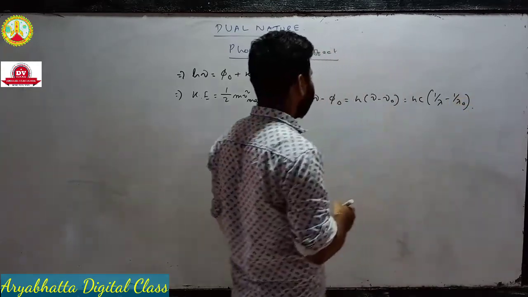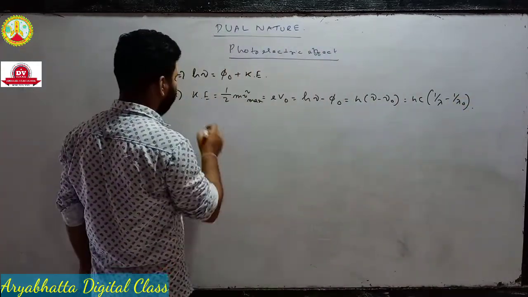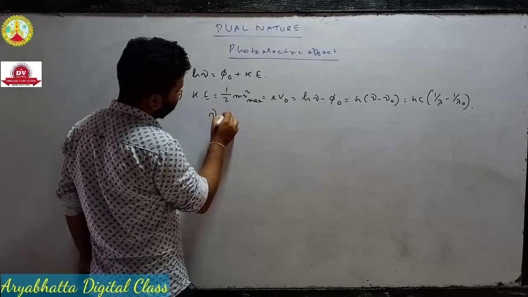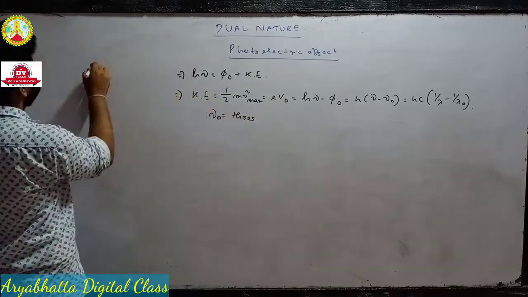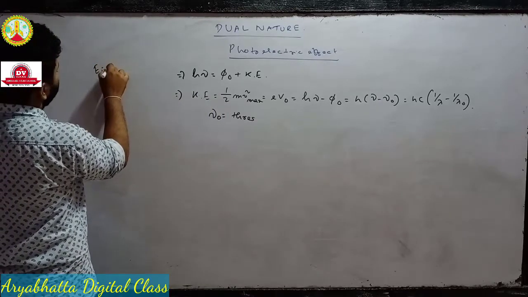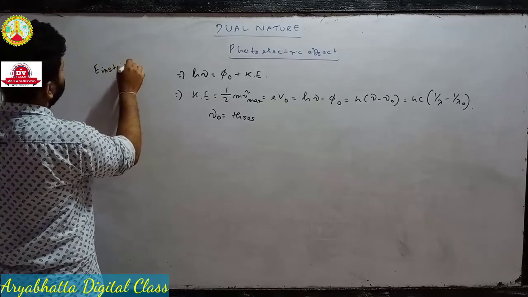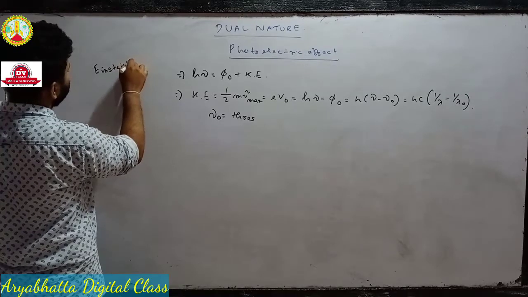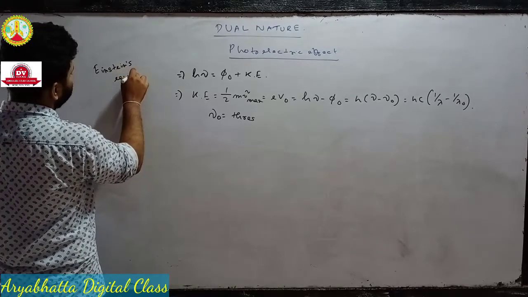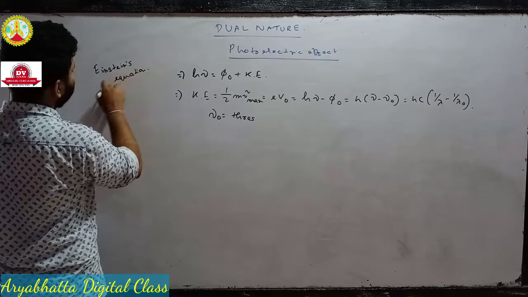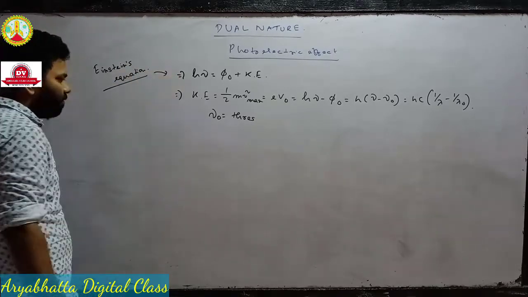So nu naught is known as threshold frequency. So what is nu naught here? Nu naught is known as your threshold frequency. ये किसका equation था? This is the equation for which the scientist Einstein got the Nobel Award. So this is Einstein's equation of photoelectric effect.